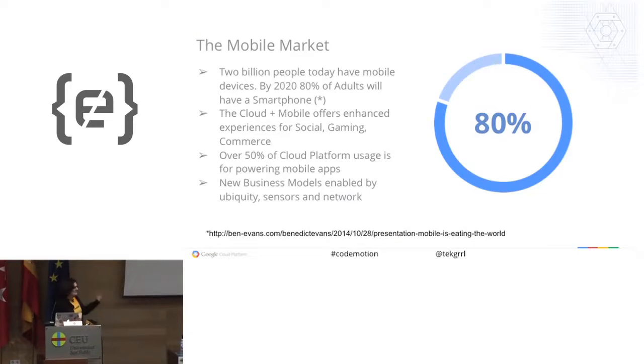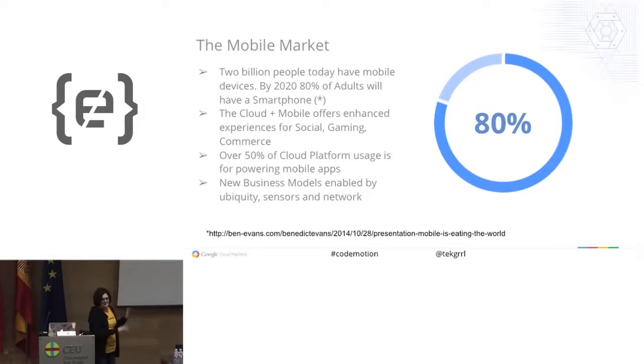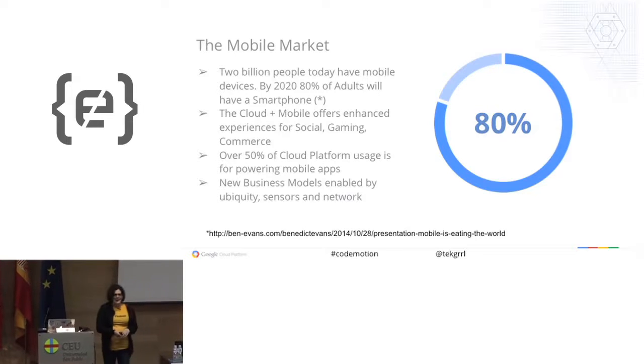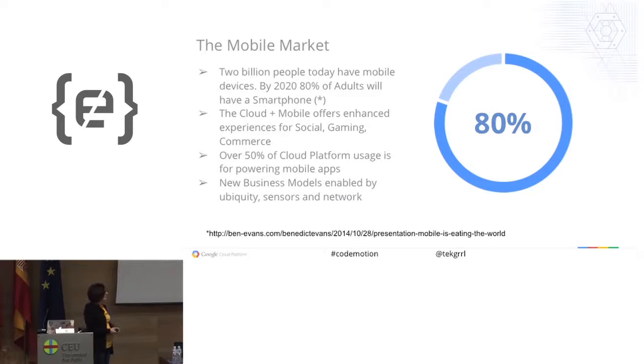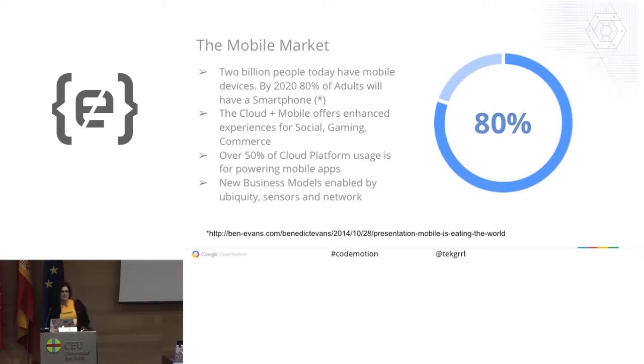So, this is the marketing side. There's a couple of these marketing slides in there, but we really need to position mobile development now before we start talking about this solution, this Firebase, that I'm going to be talking about later. Somebody came up with statistics that say that 2 billion people today have mobile devices. And somebody else came up with a statistic that by 2020, 80% of adults will have a smartphone.